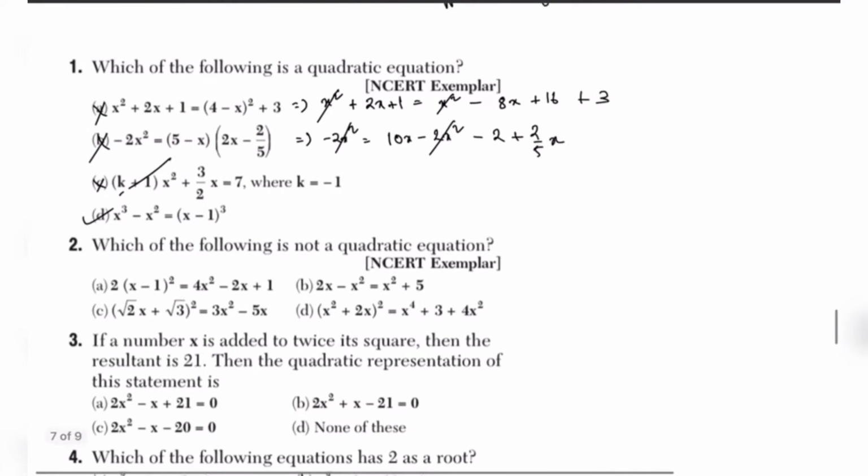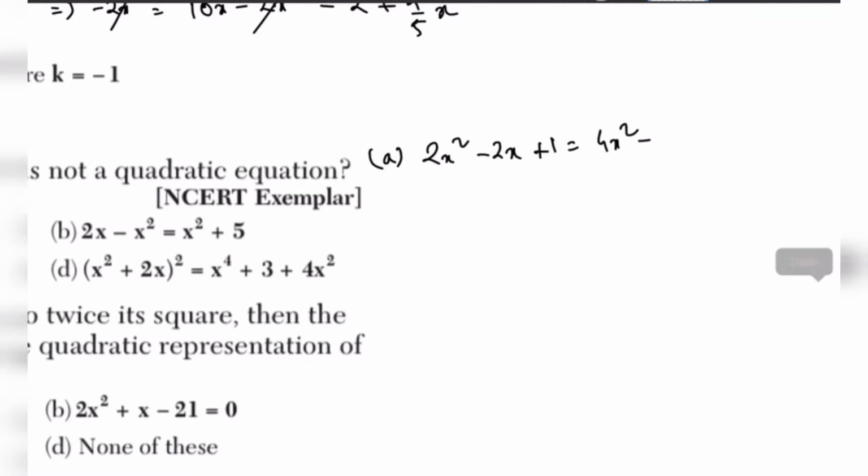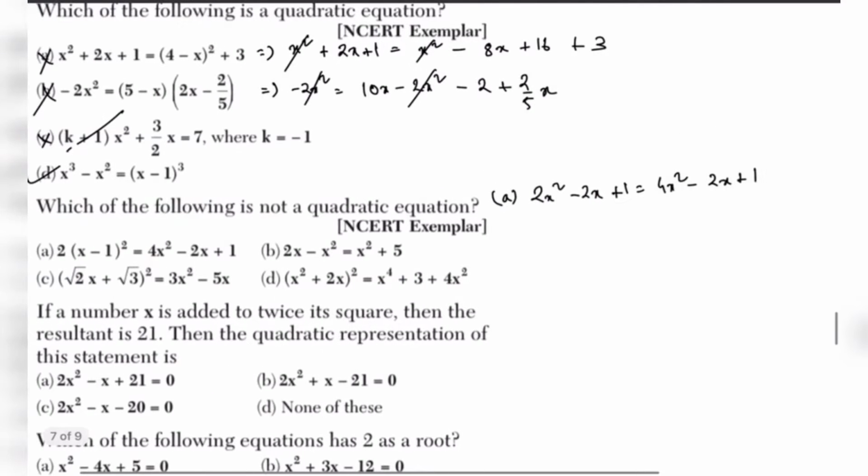So let's break down each of the options one by one. Option A is 2x square minus 2x plus 1 equals 4x square minus 2x plus 1. Okay, I made a small mistake here. This will be okay, but this 2x square minus 4x plus 2.